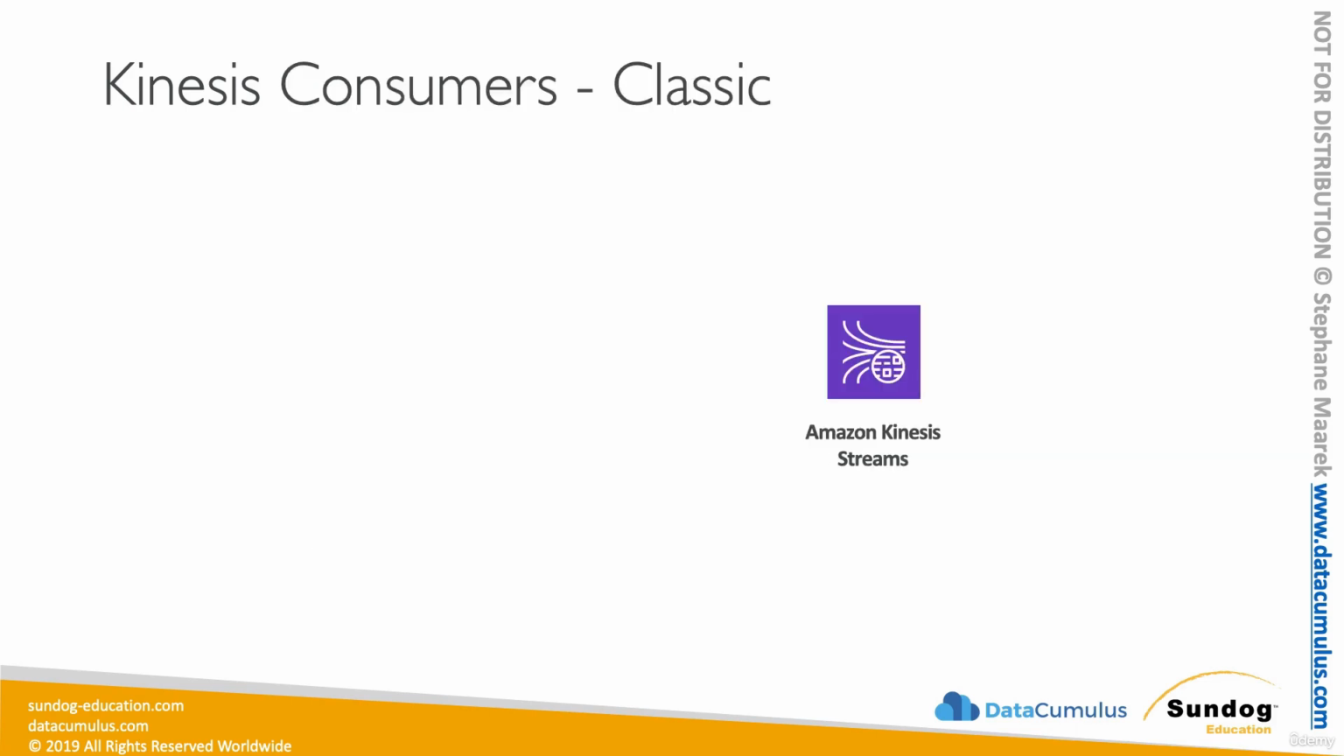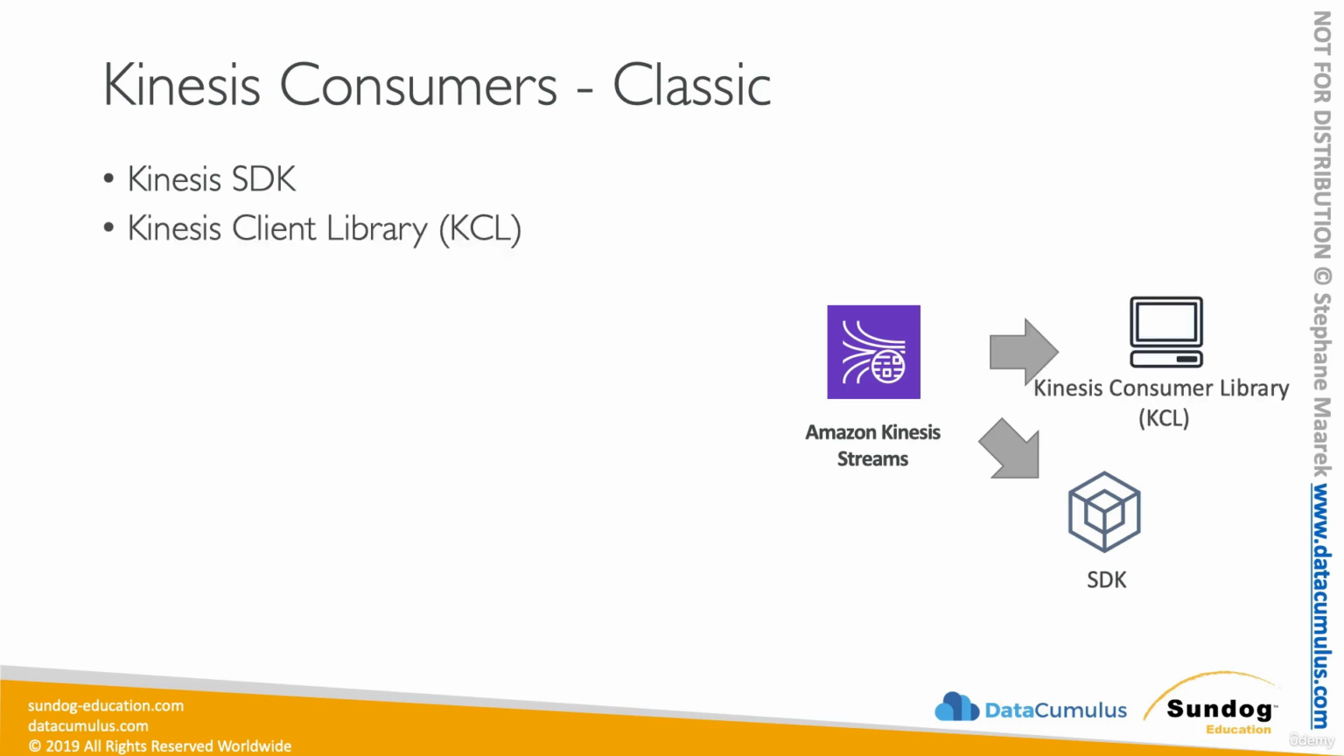Now let's talk about how we can consume data from Kinesis data streams. And we'll talk first about the classic consumers. So the first one is the Kinesis SDK. The same way we could use the CLI or some programming language to push data to Kinesis data streams, we can use the SDK or the CLI to read data from Kinesis data streams. We can also use the Kinesis client library, and I hinted at it in the previous lecture. It's named KCL. So we produce with the KPL and read with the KCL.